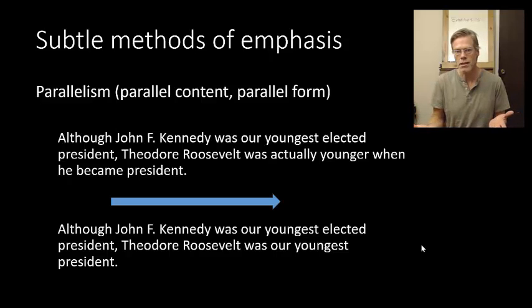The solution is quite simple: Theodore Roosevelt was the vice president, the president died, and Theodore Roosevelt became president. So he wasn't young, he was actually younger than John F. Kennedy when he became president, but he wasn't elected when he was younger. He then went on and won an election when the term came up.